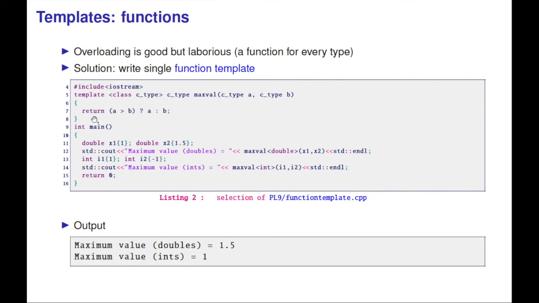Now I can declare a double x1 and a double x2, and I can call the function maxval, square bracket double, x1 x2, and I can also call maxval with integers I1 I2. What you get is the right function for those two cases. So we only had one definition, but we can make many functions out of that. That's quite a powerful piece of technology.